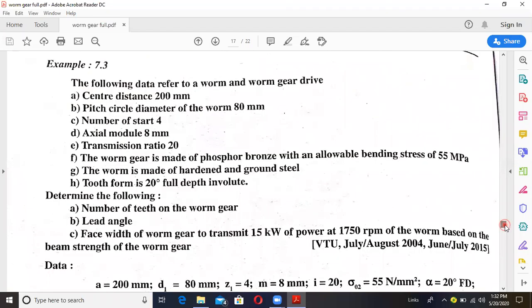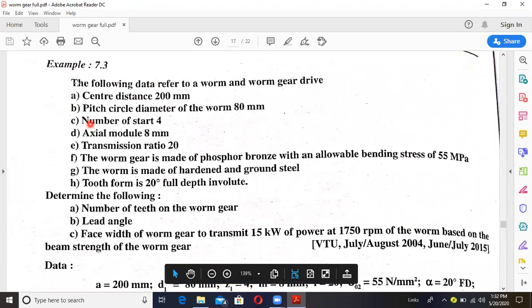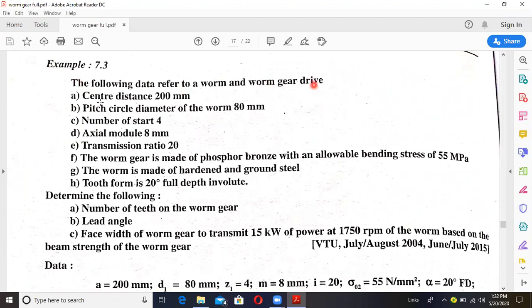So next problem, here they told that the following data refers to the worm and the worm gear drive. Center distance 200 mm, pitch circle diameter of the worm 80 mm. They have given A, they have given D1, number of starts 4, Z1, actual module M is equal to 8 mm, transmission ratio I is equal to 20. The worm gear is made up of phosphor bronze with an allowable bending stress of 55 MPa. That is nothing but sigma naught.